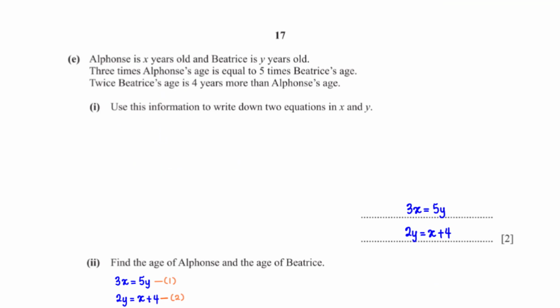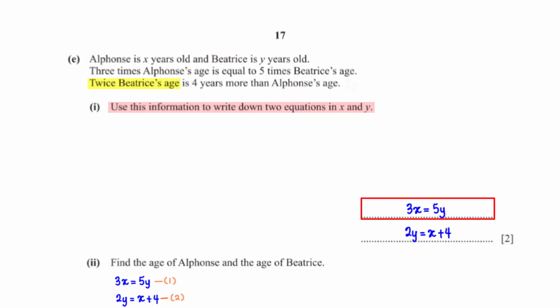Alphonse is x years old and Beatrice is y years old. Use this information to write down two equations in x and y. 3 times Alphonse's age, which is 3x, is equal to 5 times Beatrice's age, which is 5y. So we have 3x equals 5y.